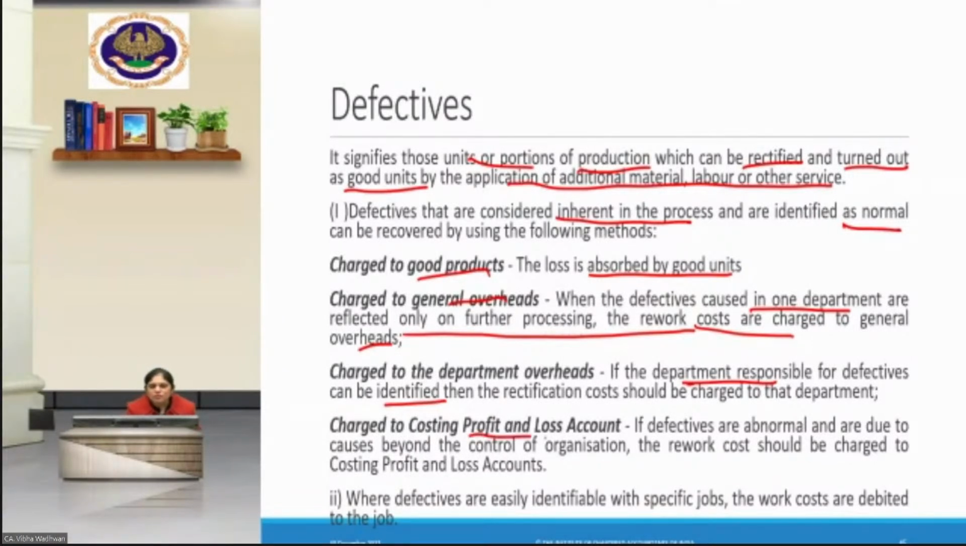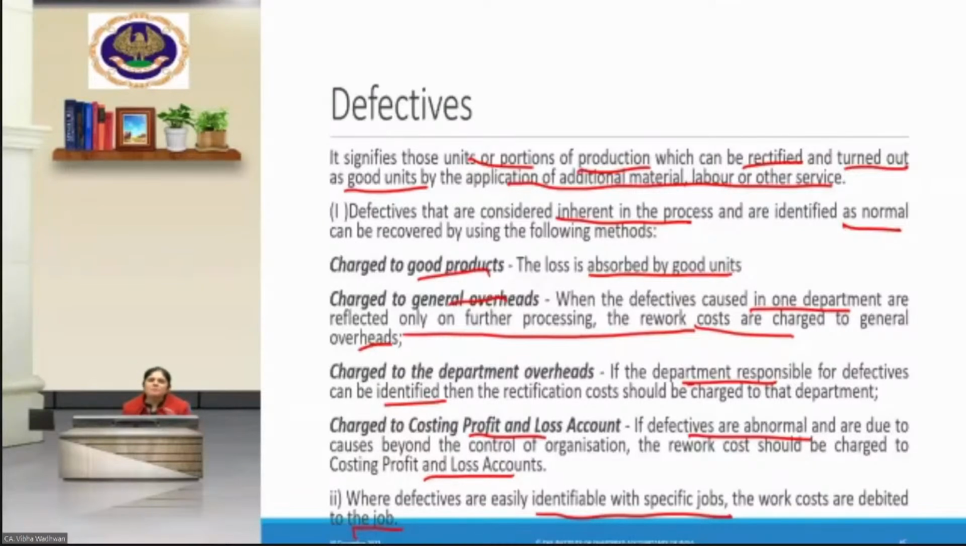Charging to profit or loss account if defectives are abnormal. Again, poor workmanship or bad supervision or bad inspection. Nobody actually supervised it properly. So it's abnormal. It could be avoided. So of course, any abnormal loss or shortage or scrap or spoilage or waste has to be charged to profit or loss account. When defectives are identified with specific jobs, they are debited to that job. Defective goods are always made good by additional material, labor and expenses. That you have to understand.